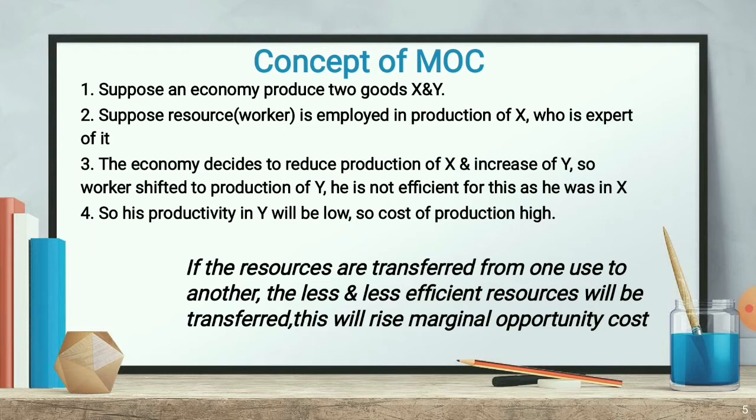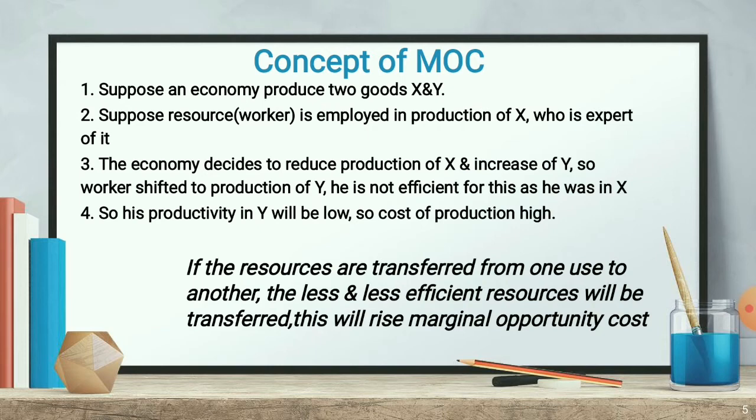I hope you understand. Two commodities we are going to produce, and the resources which are available are only efficient for the first commodity, not for the second commodity. But if we want to produce the second commodity using the same resource, naturally the total production will be low. So this concept is related to marginal opportunity cost. Now what is it? Let's understand.